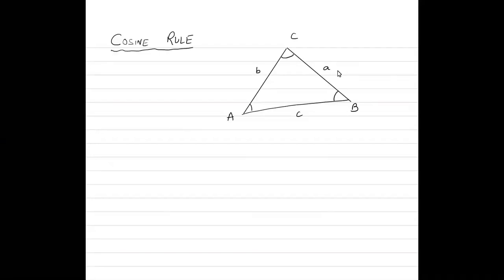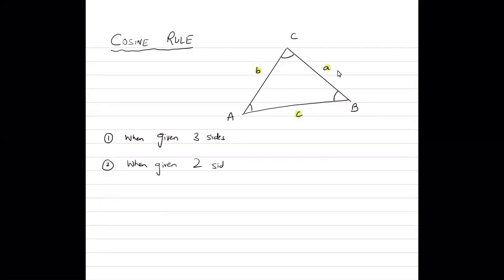You're going to apply cosine rule in two situations. When you're given three sides and you want to find the angle. Let's say you know these three sides and you want to find any angle opposite to any side, then you can use cosine rule. Or when you are given two sides and one included angle, and you want to find the third side, you can use cosine rule.